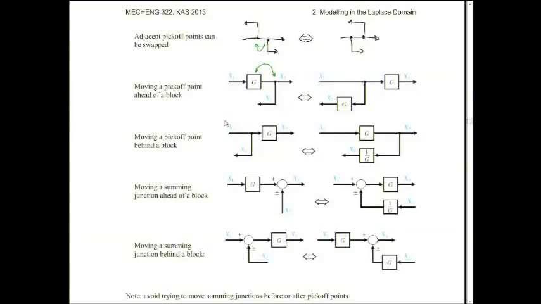Okay. Next thing I'm going to do is move a pickoff point behind a block instead of ahead of it. You see, I said ahead of it because I'm putting it further upstream. So it picks off from x1 instead of x2. Now I'm going to make it downstream. I'm going to swap this pickoff point with this block, so it looks like this, block and then pickoff point. But to do that and preserve this signal, x2, I need to divide by g.